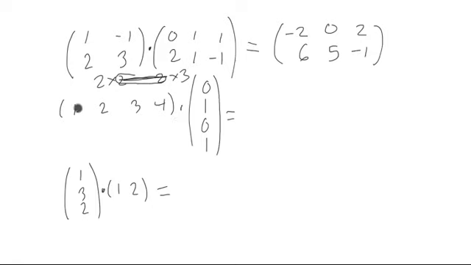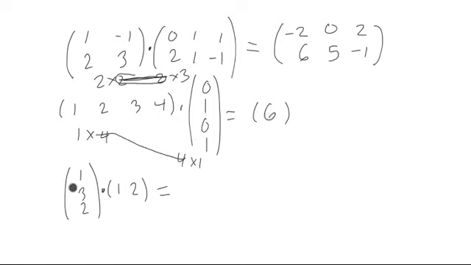Let's look at this next one. This looks like it's a 1 by 4. This looks like it's a 4 by 1. This looks well defined. These two are the same. The result will be a 1 by 1, which should make sense because there's one set of inputs to plug into one expression. So plugging these in, we have 0 times 1 plus 1 times 2 plus 0 times 3 plus 1 times 4, which should give us 6.